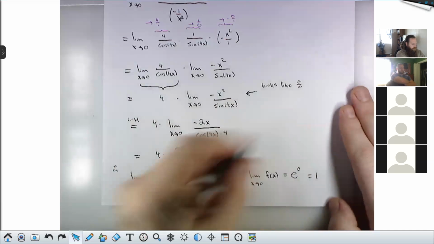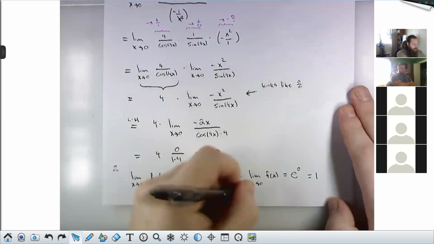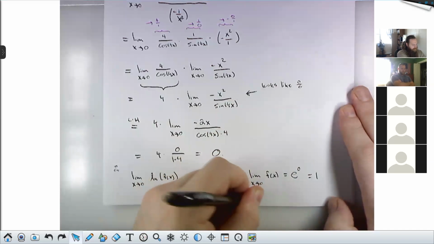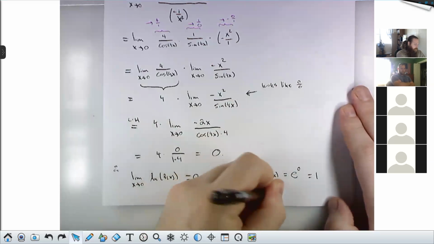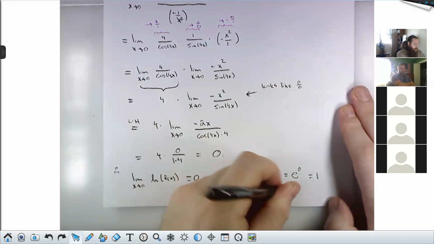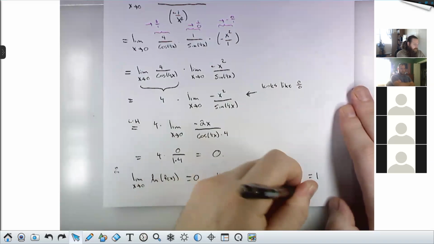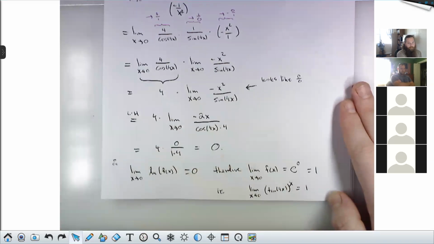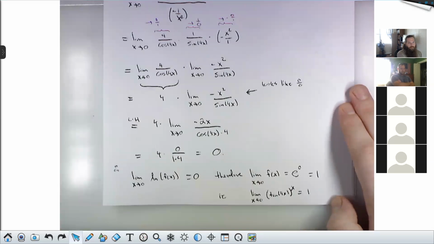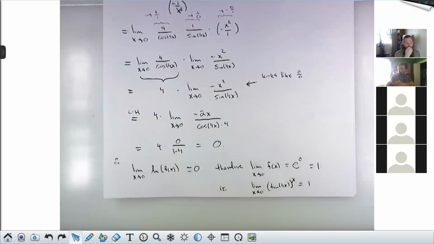So this is actually our answer, i.e. the limit as x goes to 0 of (tan 4x) to the x is 1. All right, and there's the final step. Thank you. Of course.